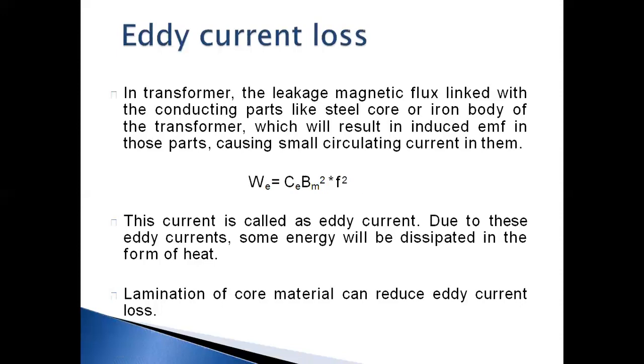That is the eddy current loss. E stands for eddy current loss. That is WE equal to CE Bm square into F square. That is generally known as the eddy current loss of the system. This current is called eddy current. Due to these eddy currents, some energy is dissipated in the form of heat.